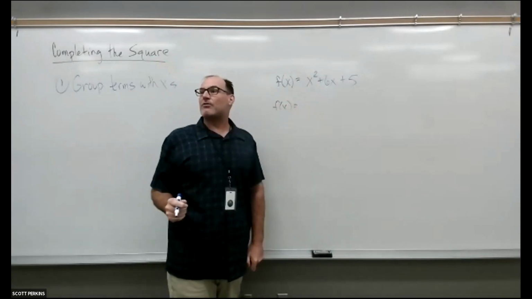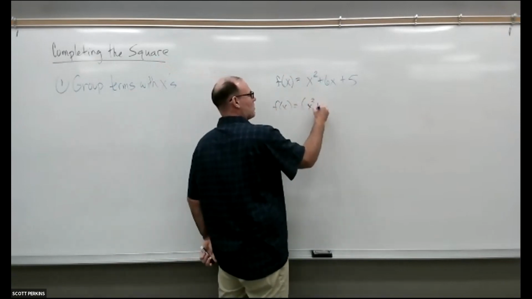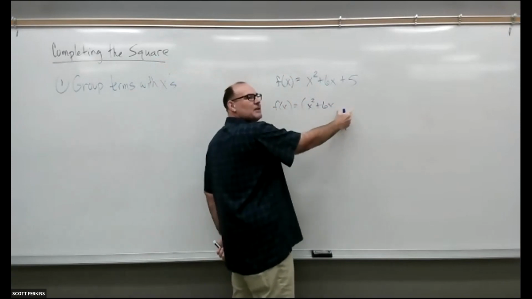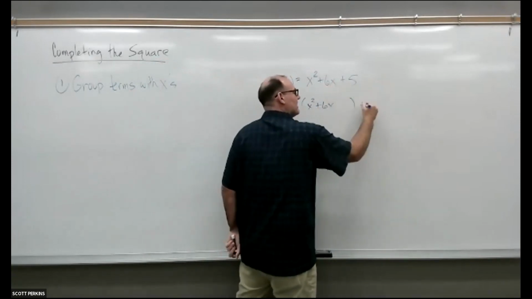So what that looks like over here is I'm going to use some parentheses, and I'm going to put parentheses around the x squared plus the 6x. I'm going to leave a little space here, and then the plus 5 doesn't have an x. I'm shoving it to the outside.